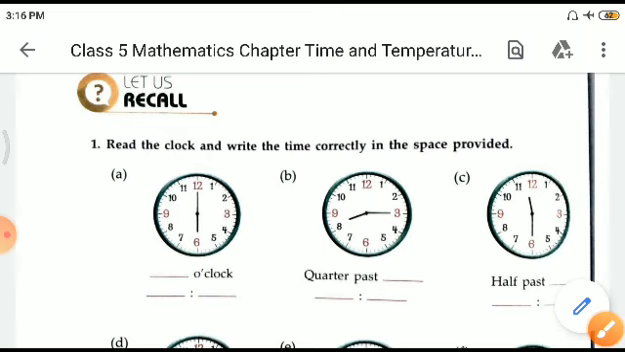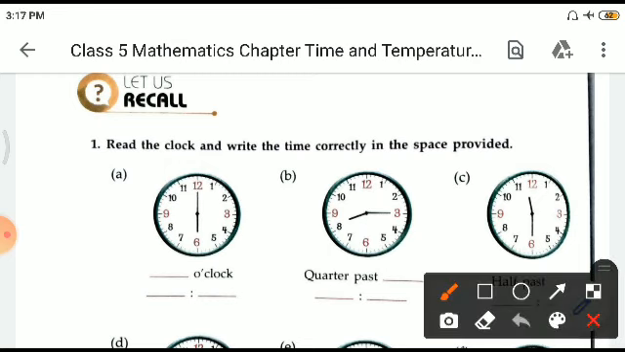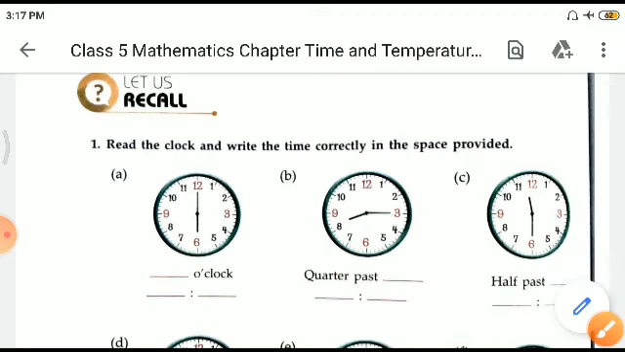The small arm is at 8 and the bigger arm is at 3. So obviously it is quarter past 8. Right? Quarter past 8. You can write an 8 here, and beneath it, you will be writing 8 is to 15. Right? 8 is to 15.